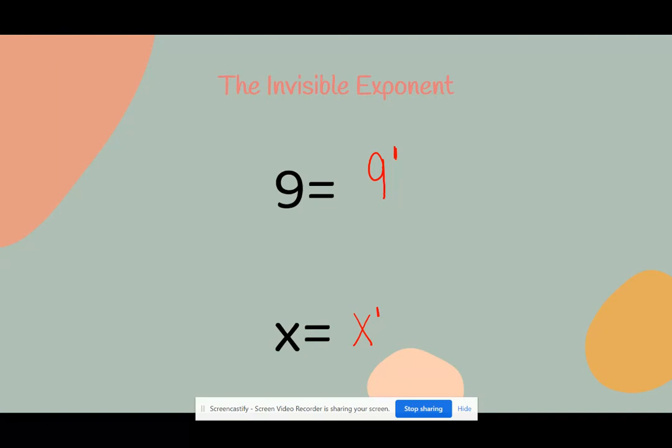But you do need to recognize that if it doesn't have an exponent, the exponent is actually 1 and not 0. The common misconception is that people will try to say, oh, 9 is just 9 to the 0, which is not true. And you'll learn why in like 5 days when we do the zero exponent law. So that is the invisible exponent.